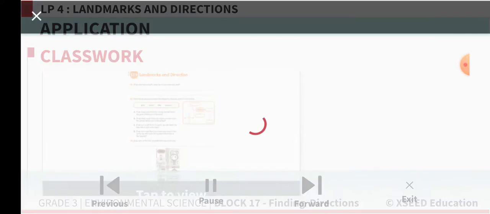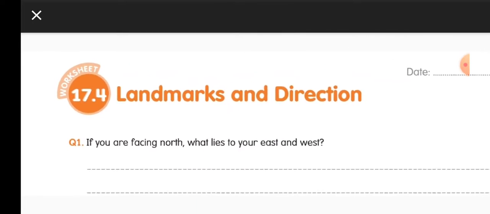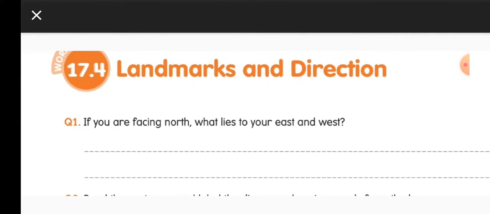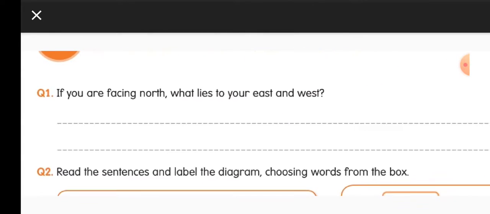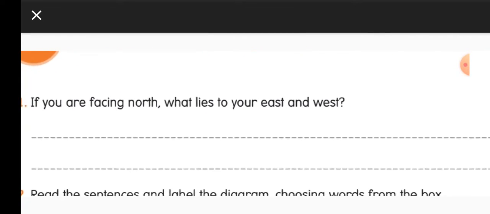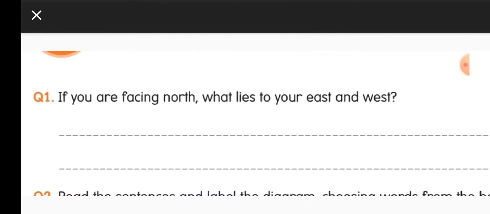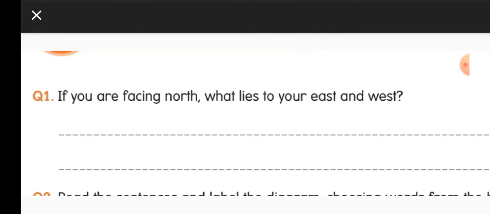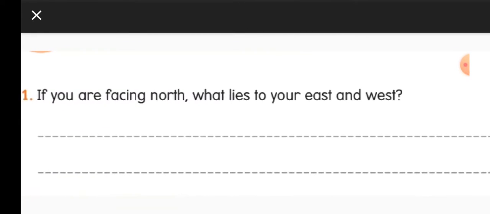Okay, now all of you open your worksheet, put today's date. Okay, this is the first question. If you are facing north, what lies to your east and west? Okay, if you are facing north, what lies to your east and west? Right? So practically, if you are at home, then what lies to your east? Which thing is there on your east and which thing is there on your west?